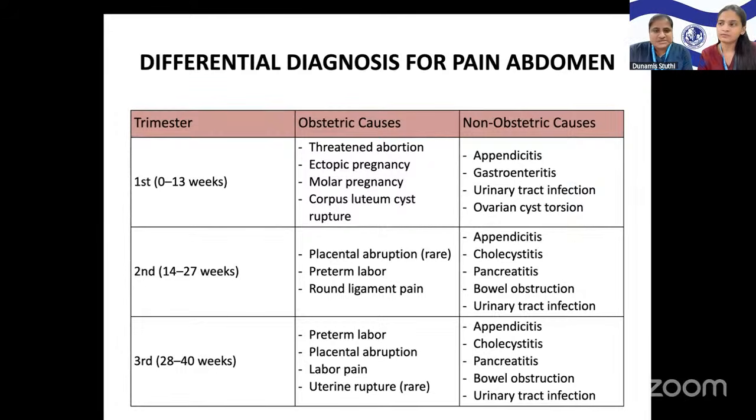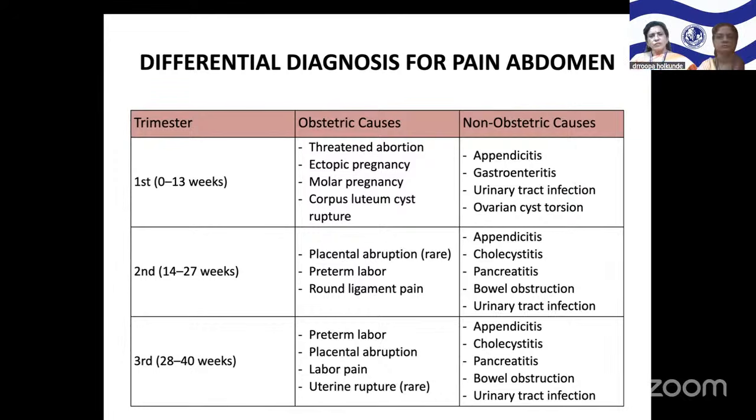In the second trimester, the obstetric causes are placental abruption, preterm labor, and round ligament pain. Non-obstetric causes are appendicitis, cholecystitis, pancreatitis, bowel obstruction, and urinary tract infection. In the third trimester, the obstetric causes are preterm labor, placental abruption, labor pain, and uterine rupture, which is rare. Non-obstetric causes are similar to those of the second trimester.